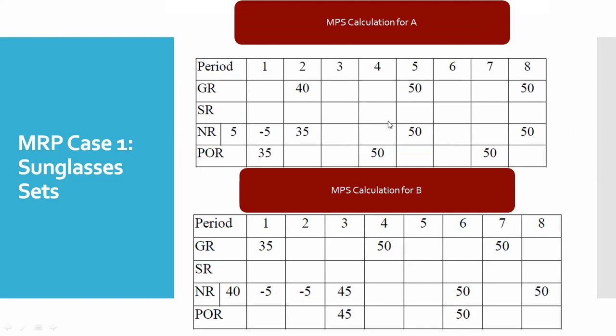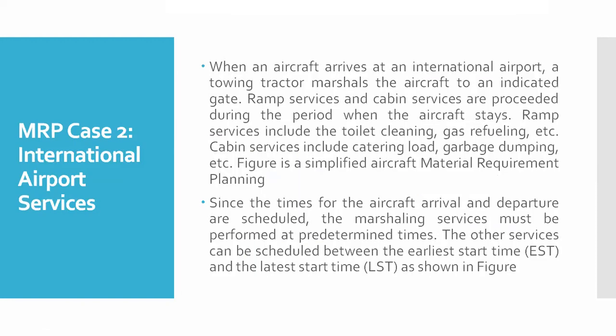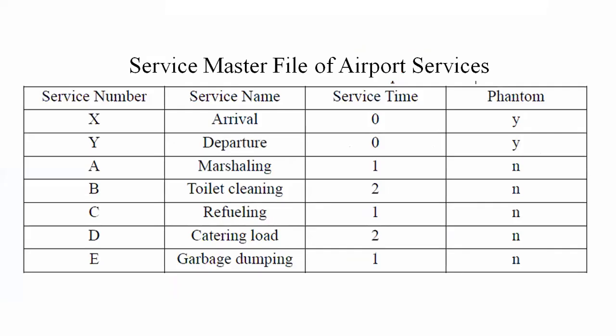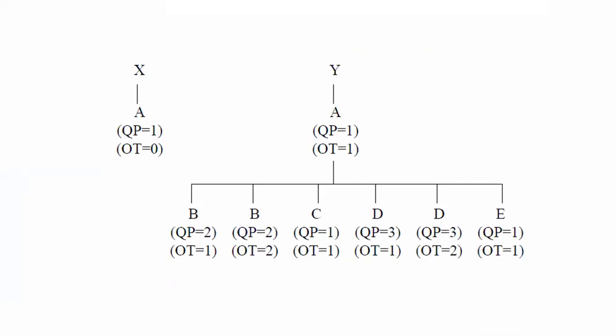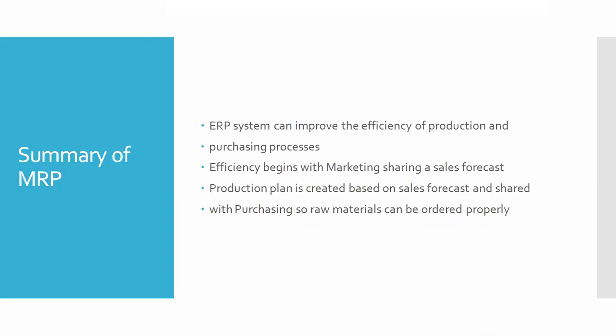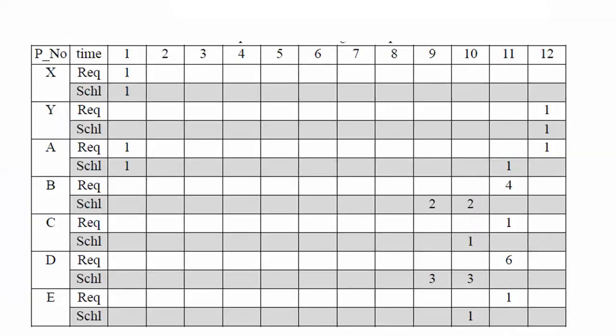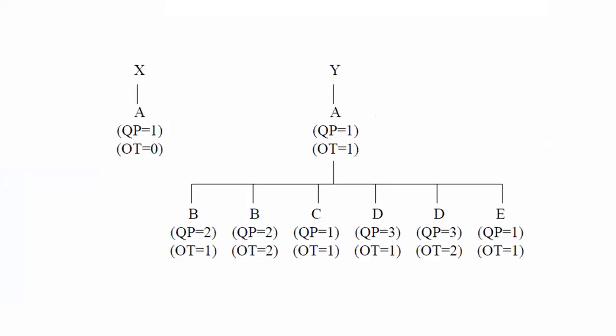The MPS calculation, material schedule calculation for A, and material schedule calculation for B, that we will be able to do in the next turn, and then for C and D, and then the total MPS. Okay, the same way, for the international airport, we will discuss both these things in our Tuesday lecture, and then we can include the MRP, and then we will start the next and last chapter, that is job scheduling.